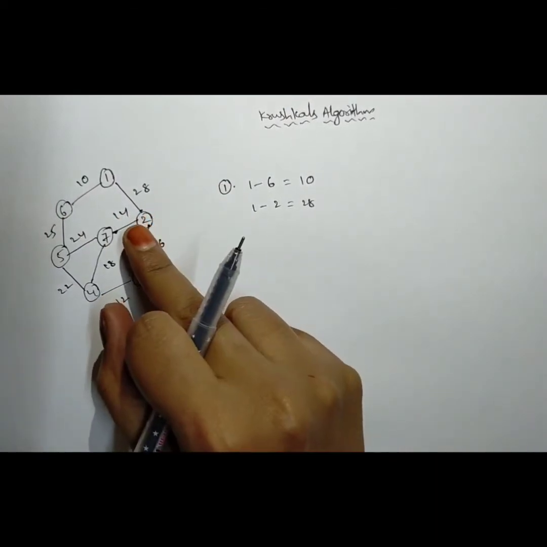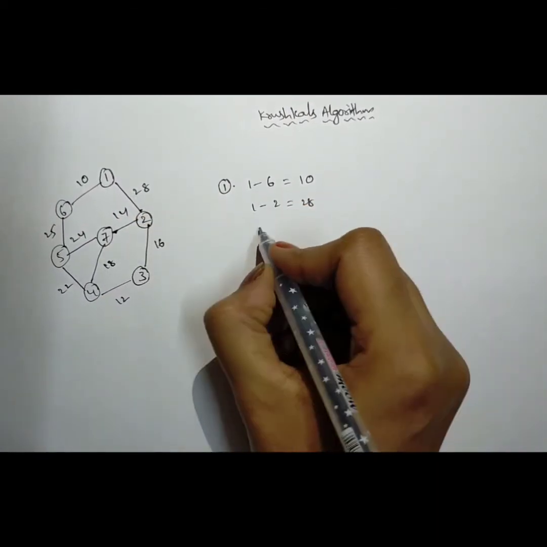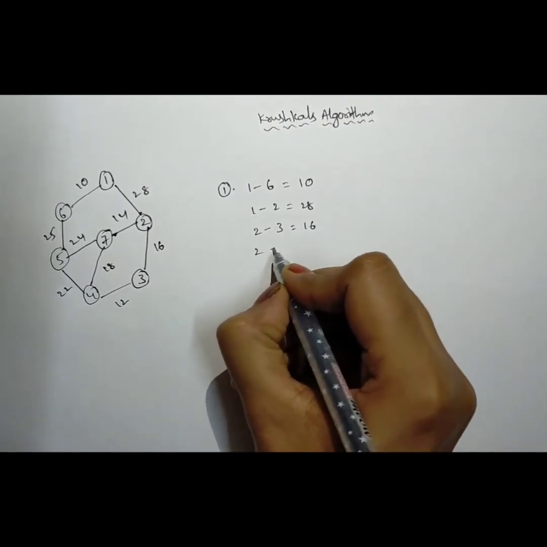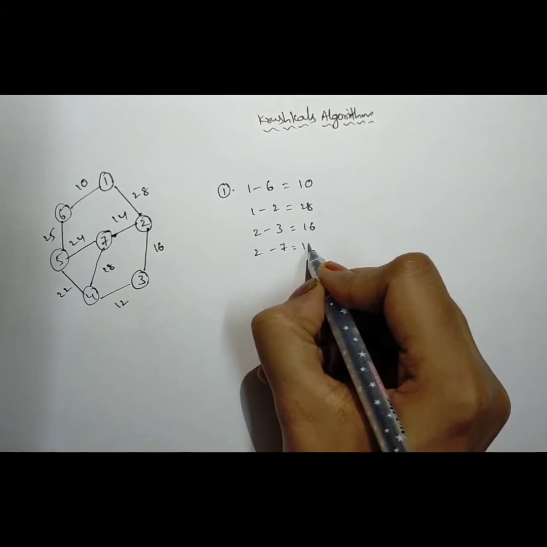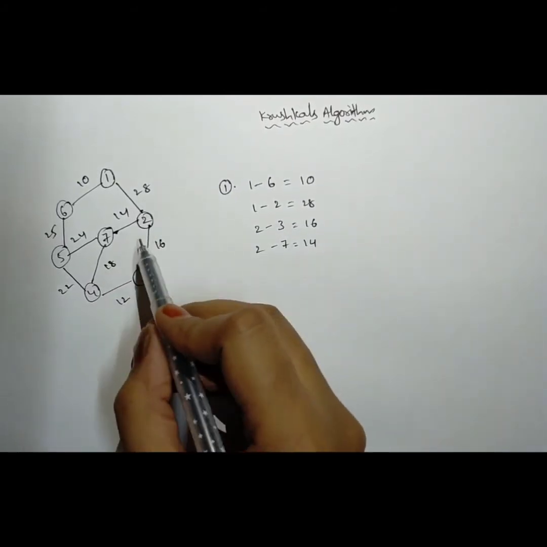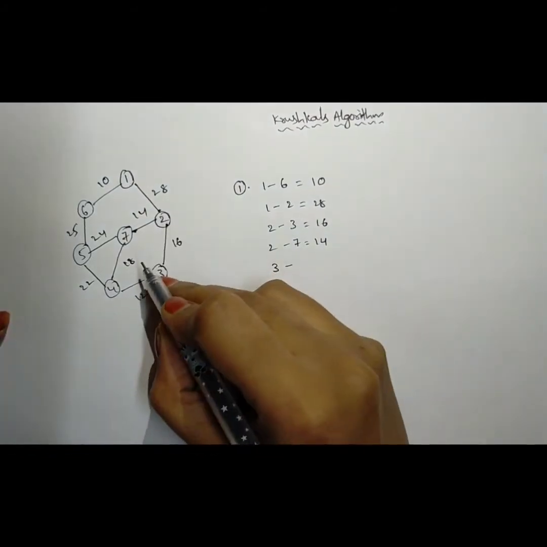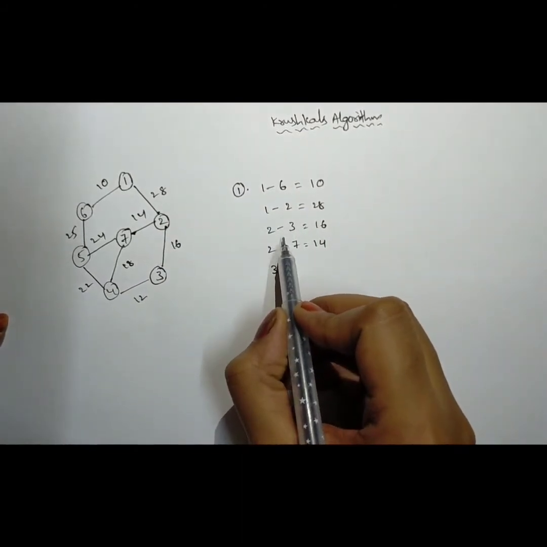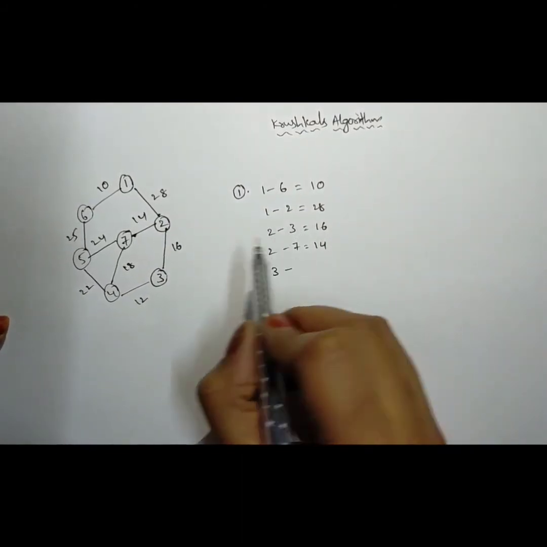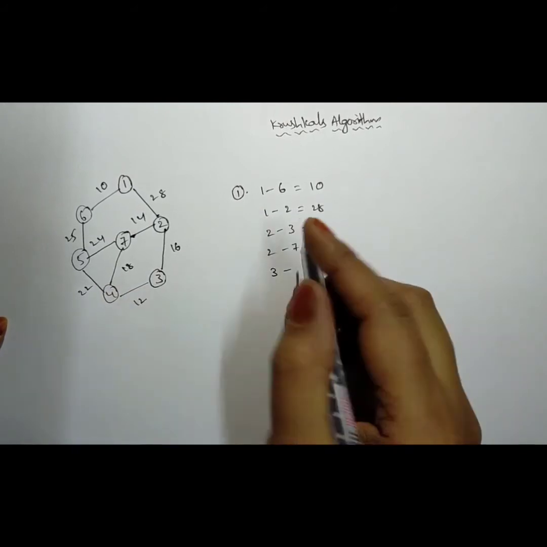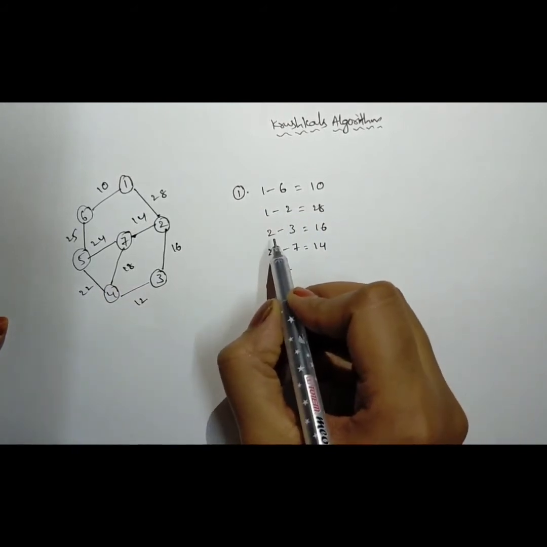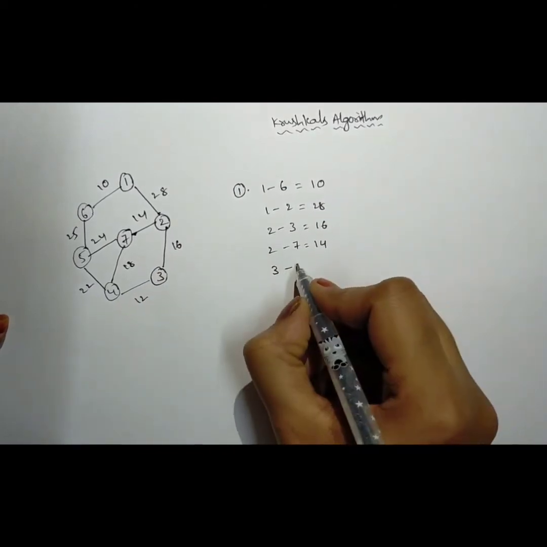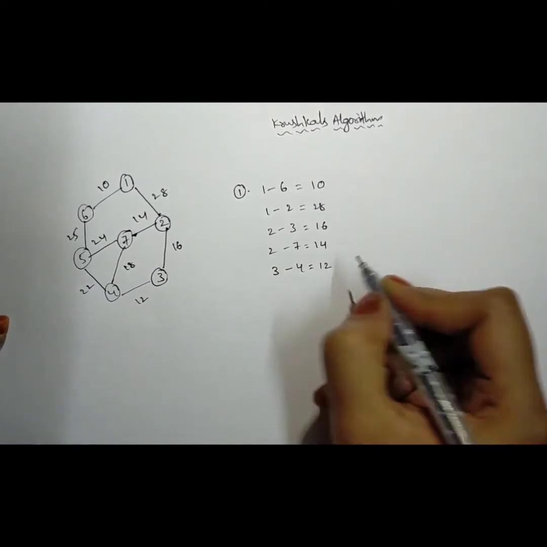Now I am considering the connections from 2. 2 to 3, 16, 2 to 7, 14. From 2 also I have finished all the connections. 3 to 2 there is an edge, but we have already taken the edge 2 to 3, as it is a bi-connected graph. If we take one edge, then it will be enough, okay. So 3 to 4, I am considering this edge.